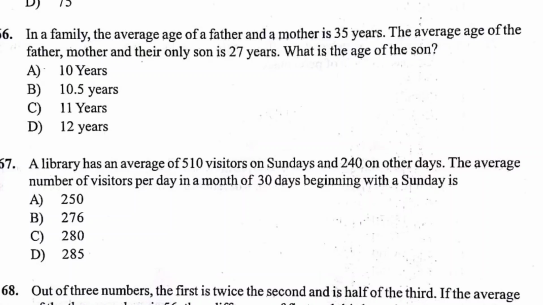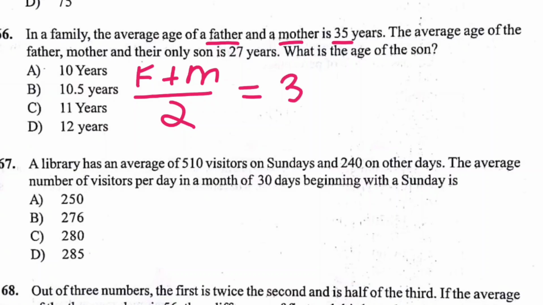In this video, we will solve the questions asked in today's JKSSB Police Constable Examination. The question is, in a family, the average age of father and mother is 35 years old. Let us write it here. Average age means, let F denote the age of the father plus M denote the age of the mother, divided by 2. This denotes the average and it is equal to 35. You know average is equal to sum of observations upon total number of observations.